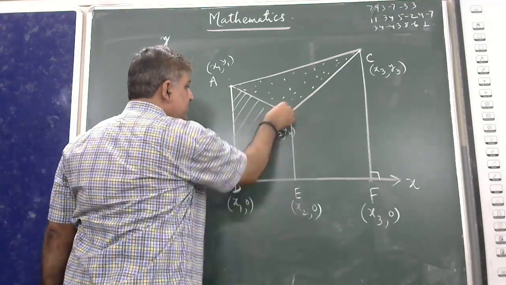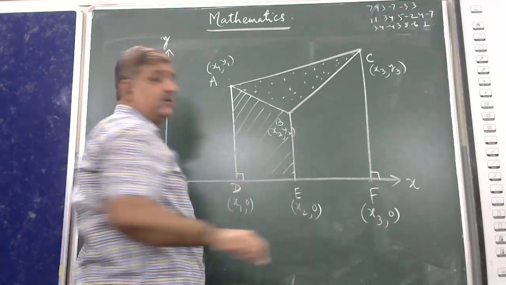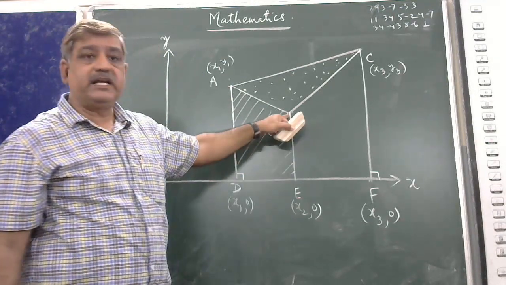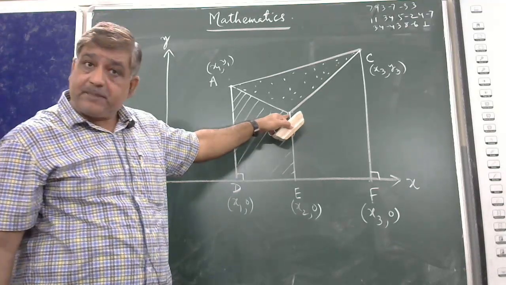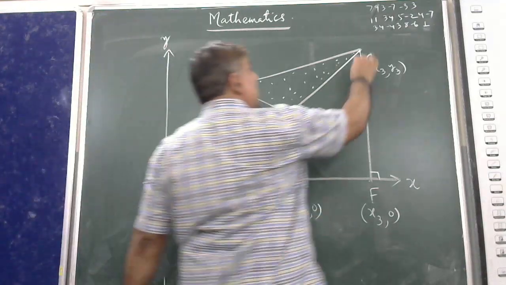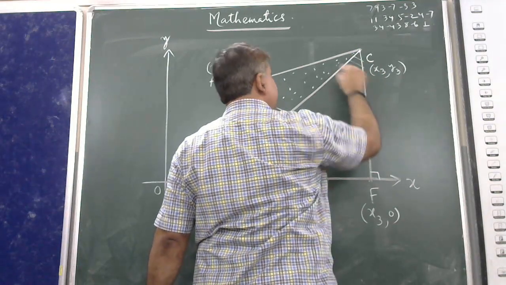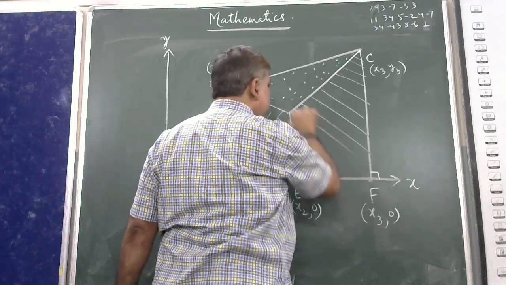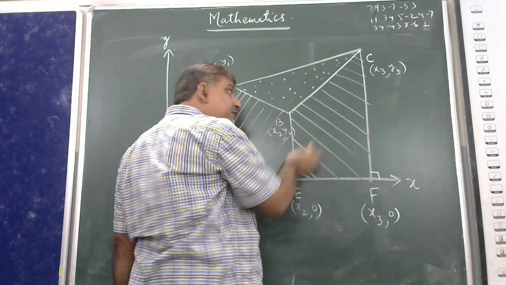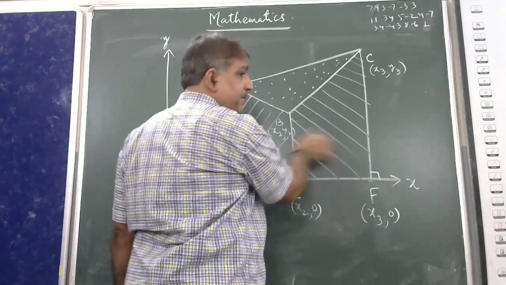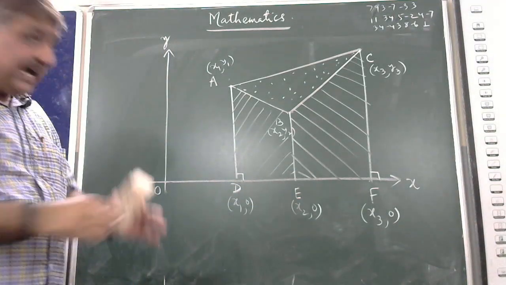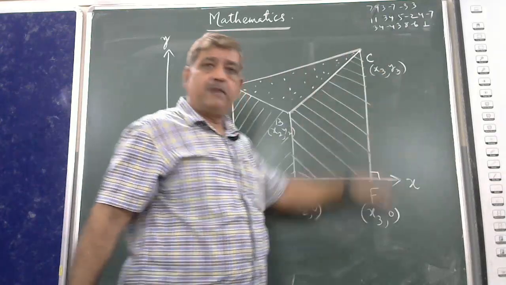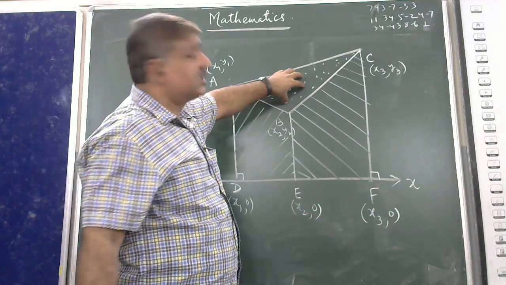You see here, this one is also a trapezium, this A, B, E, P. This one is also a trapezium. Similarly, this one, that is C, F, E, B, is also a trapezium. Now, if we find the area of these two trapeziums, and if we subtract this area from the whole trapezium, we will get the area of this triangle.